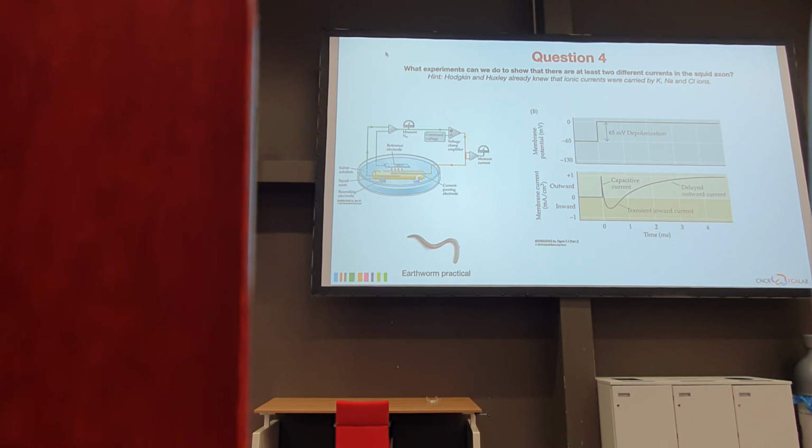Yeah, so what experiment can we do to show that there are at least two different currents in the squid axon? And the hint is that Hodgkin actually already knew that ionic currents were carried by sodium, potassium, and chloride ions.